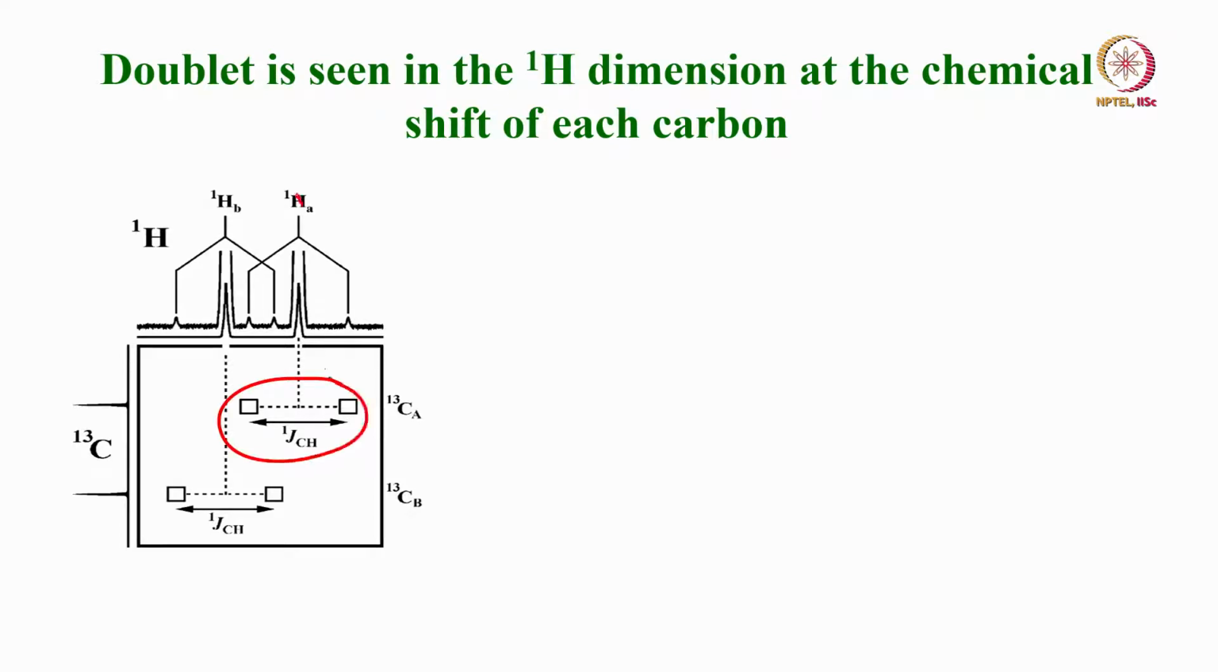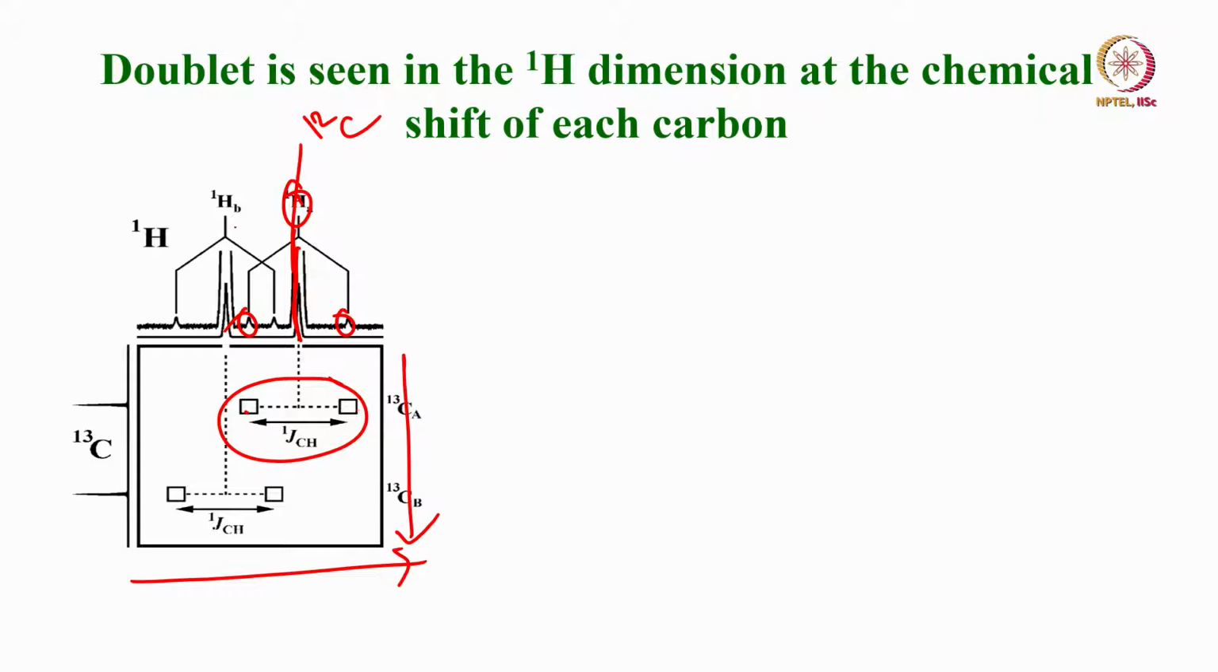This is the carbon dimension, this is the proton dimension. In the proton dimension, you get a single peak that corresponds to carbon attached to 12 carbon, a strong peak. But there are two small peaks here, these are satellites. These satellites are coming because of coupling of carbon 13 to proton, which splits into a doublet.